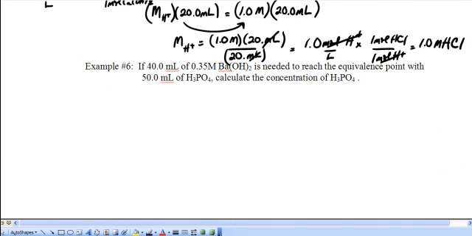Number 6. If 40 mils of 0.35 molar barium hydroxide is needed to reach the equivalence point with 50 mils of phosphoric acid, calculate the concentration of the phosphoric acid. Alrighty. Now, again, M_H+ V_H+ equals M_OH- V_OH-. Concentration of the acid, unknown. We typically try to find unknown acid concentrations. I don't know why. It's just, at least in the high school, that's what we typically do. But you can solve for any of these.